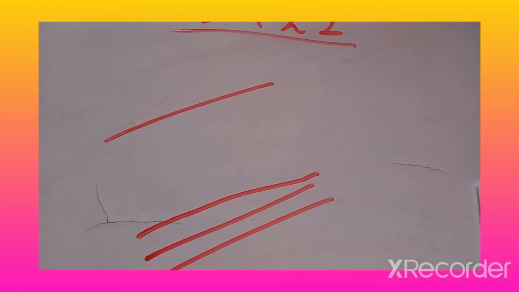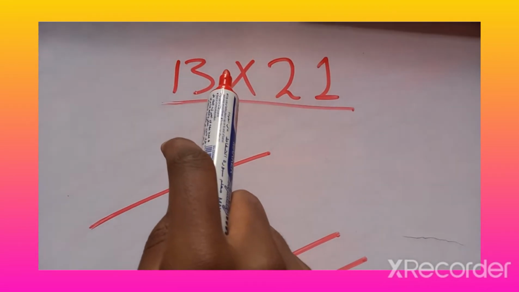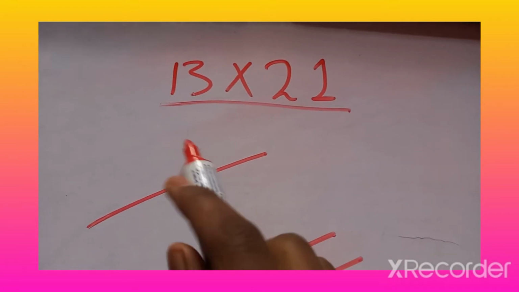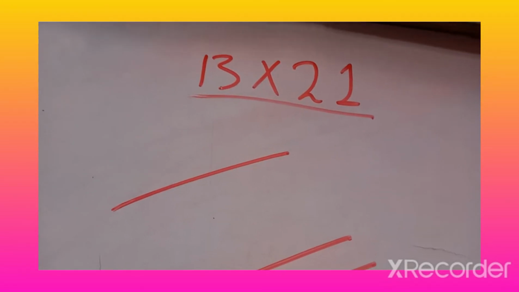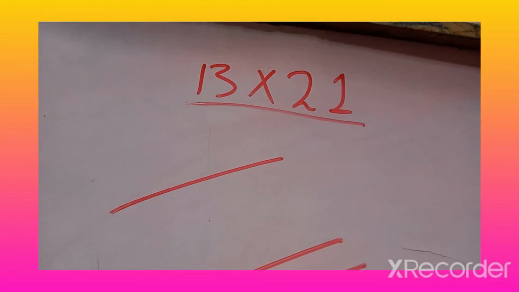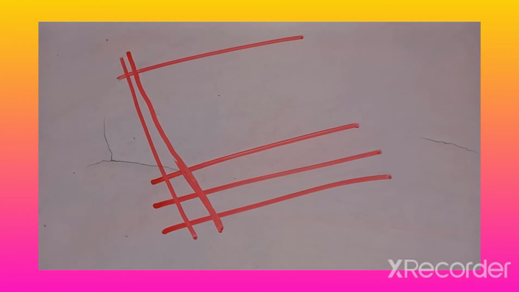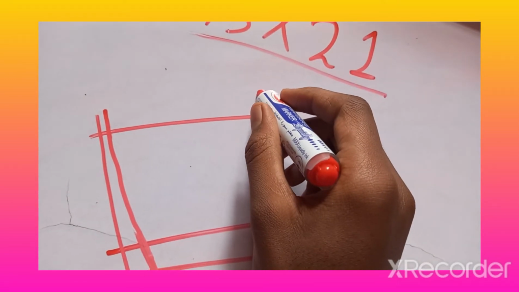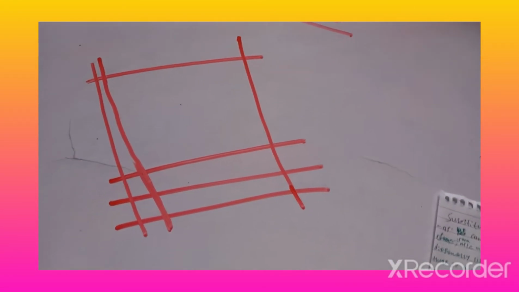Like this. Then, as you can see, after the multiplication sign, the number we have is 2. So we draw the two lines next to each other, which is perpendicular to the first lines, like this. And the last digit is 1, so we draw one line on this zone, like this.